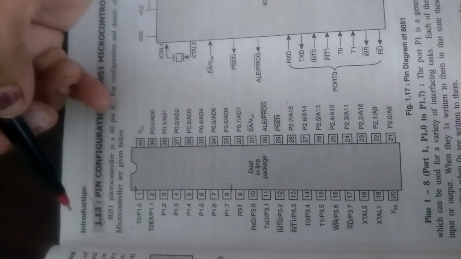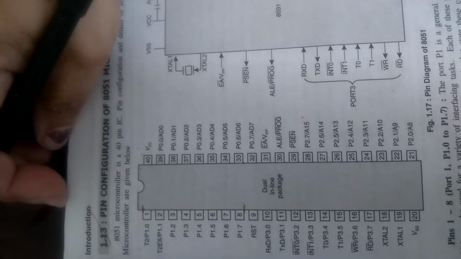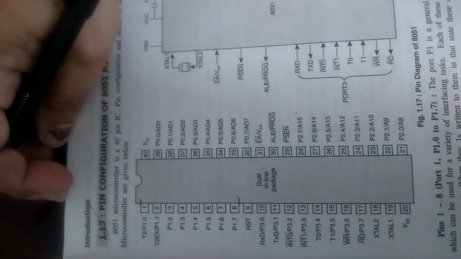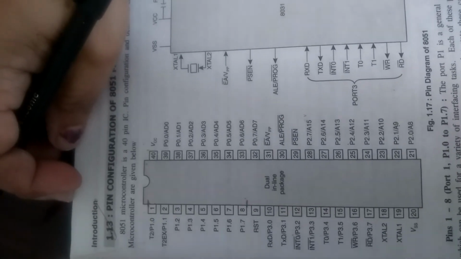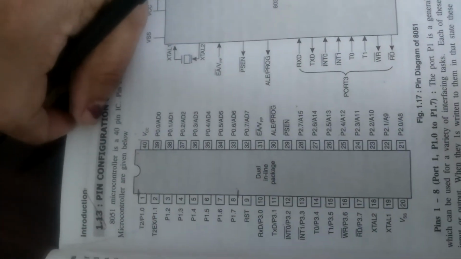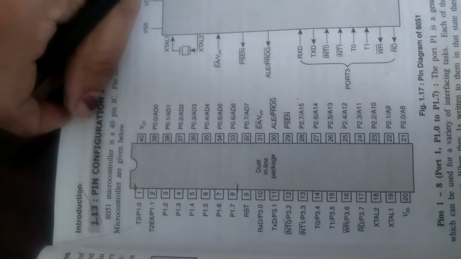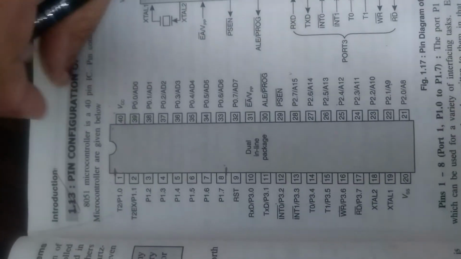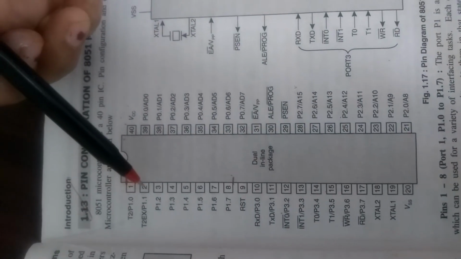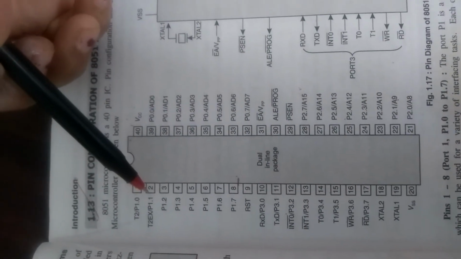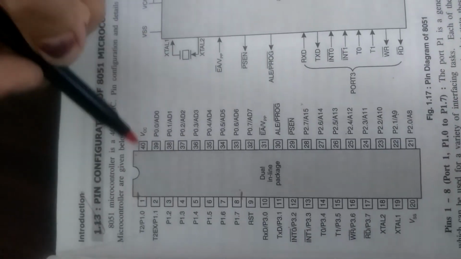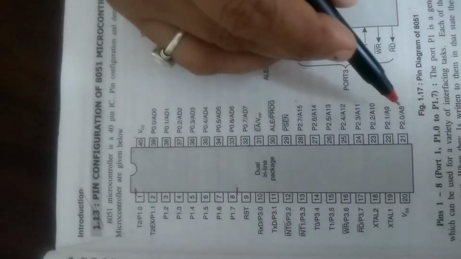The port P1 is a general purpose input output port which can be used for a variety of interfacing tasks. Each of these pins can be configured as input or output. When they are written to, that state can be used as input or output functions. P1.0 is T2, a timer and counter external input. P1.1 is T2 EX, timer counter reload or capture or direction control. Okay, all these are the functions which are given.